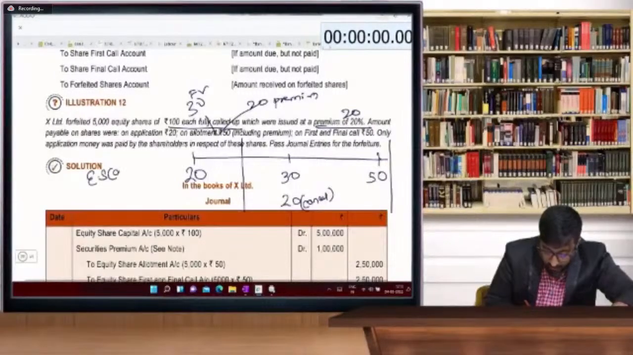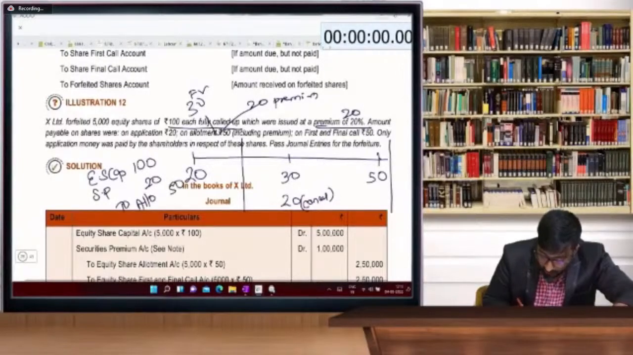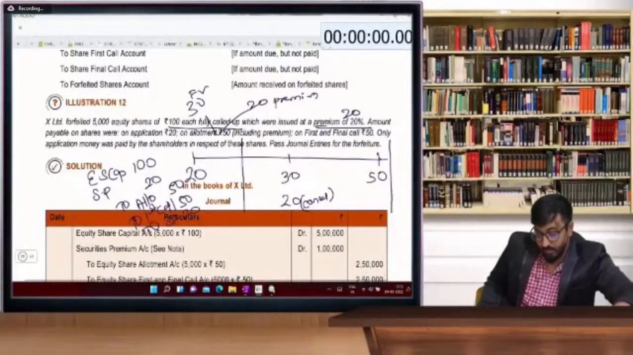Equity share capital 100. Security premium 20. To allotment 50. To first call 50. To shares forfeited 20.